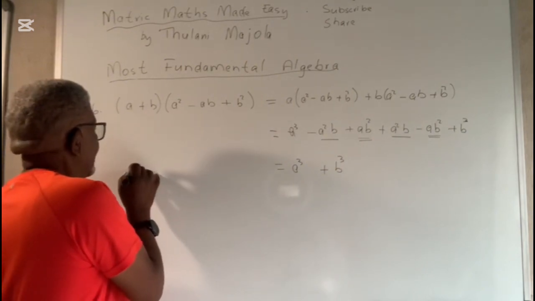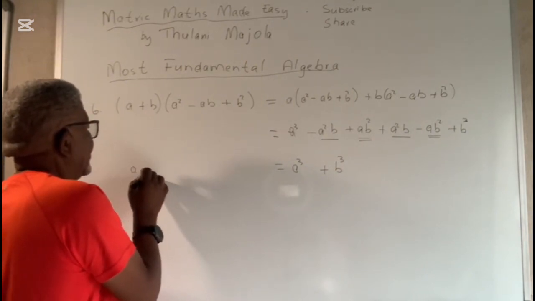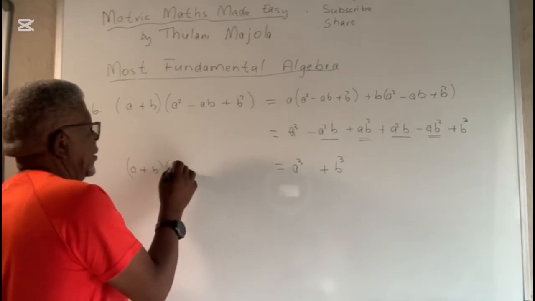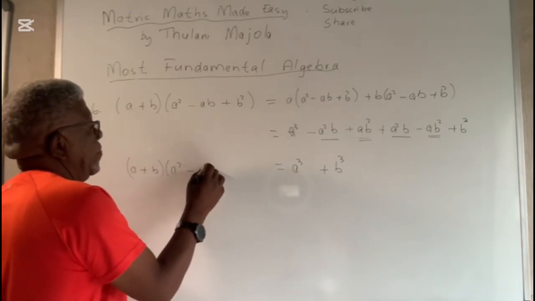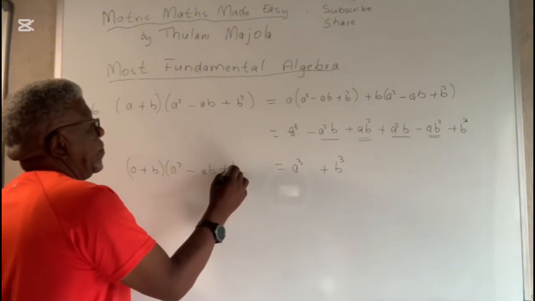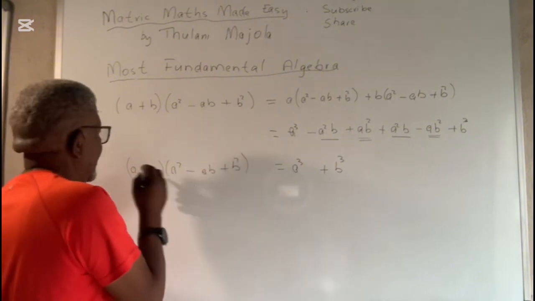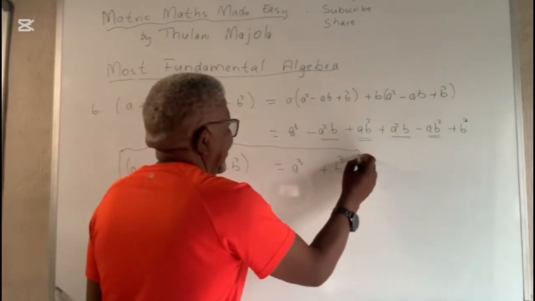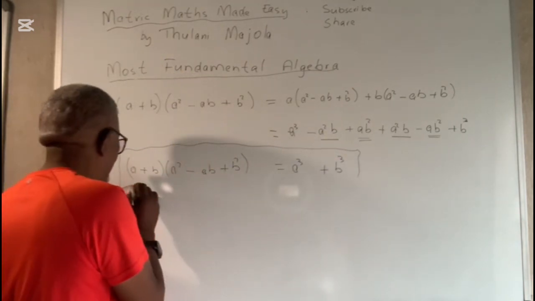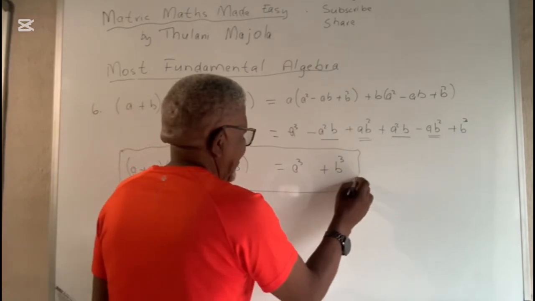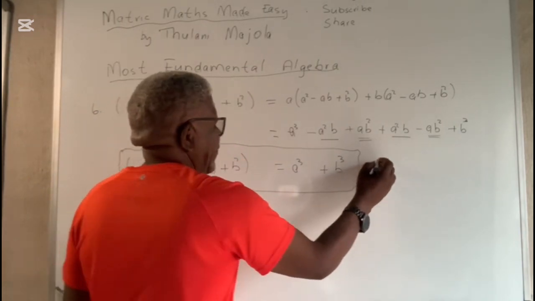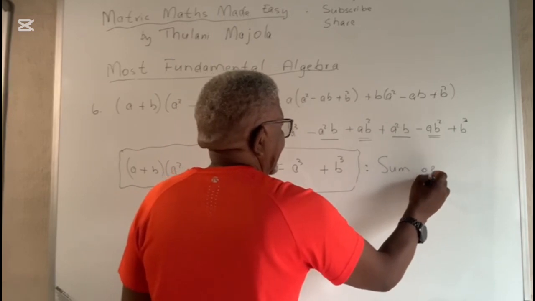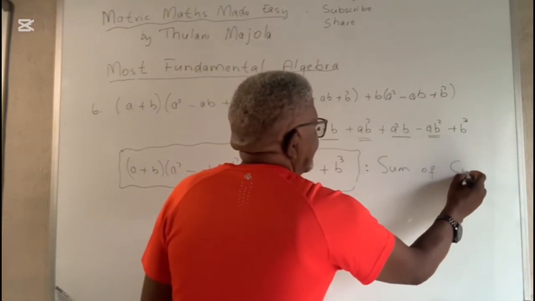On the left hand side, you've got a plus b times a squared minus ab plus b squared. You know the story, you need to memorize this. And then we call this sum of cubes. Sum of cubes.